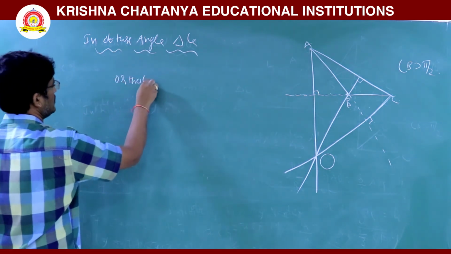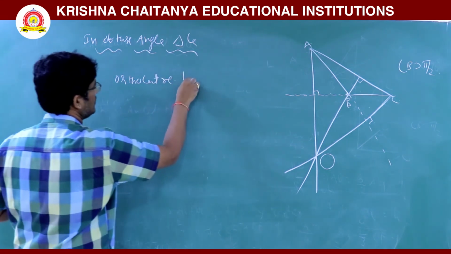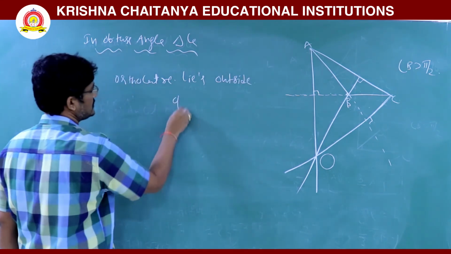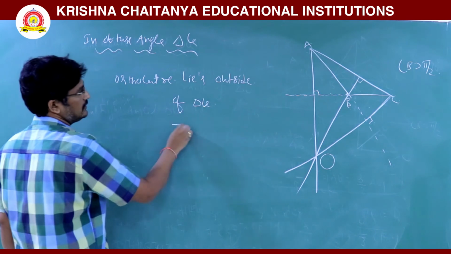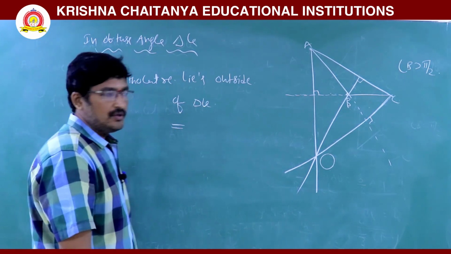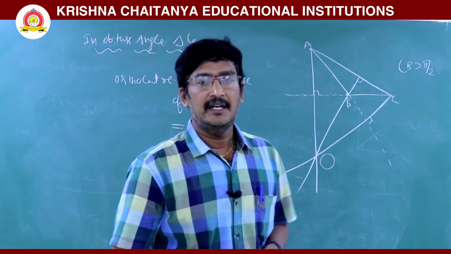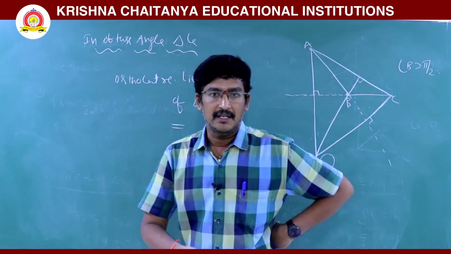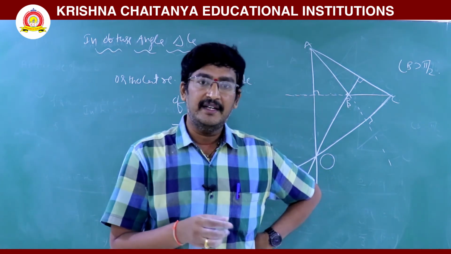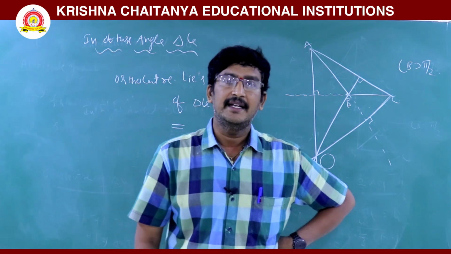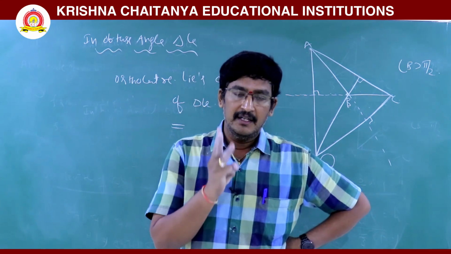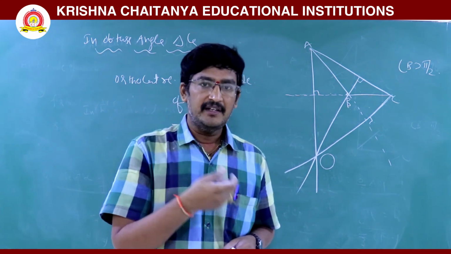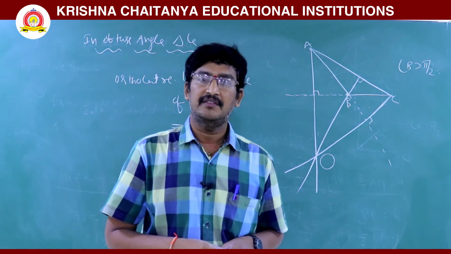Here, the orthocenter lies outside of the triangle. Just you have to remember. So what is the orthocenter? Orthocenter is the point of concurrency of altitudes. What is an altitude? The perpendicular line drawn from the vertex to the opposite side of the triangle is called an altitude. In every triangle, three altitudes are there. Those three altitudes are concurrent at some point. That point of concurrency of three altitudes is called the orthocenter of the triangle.